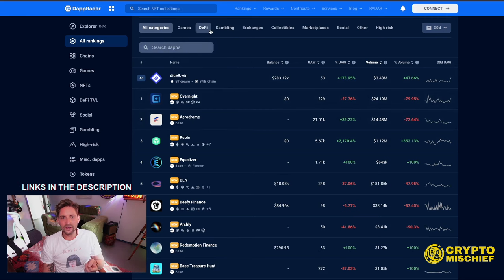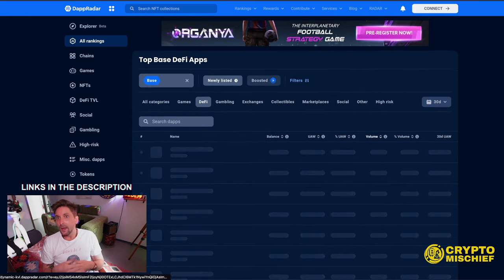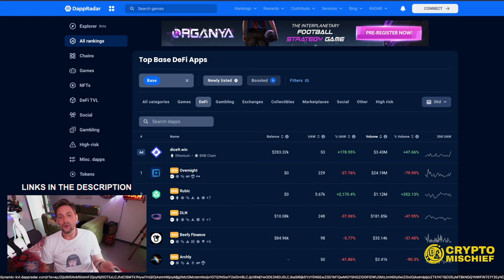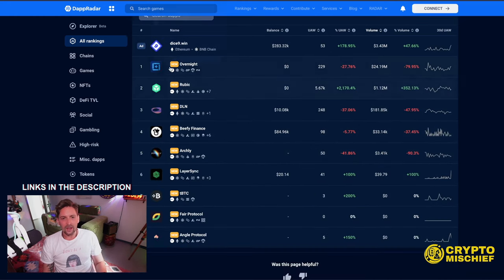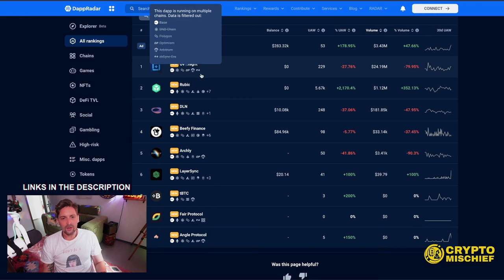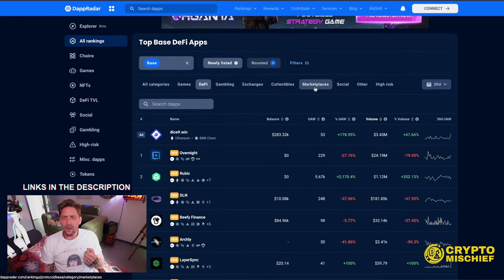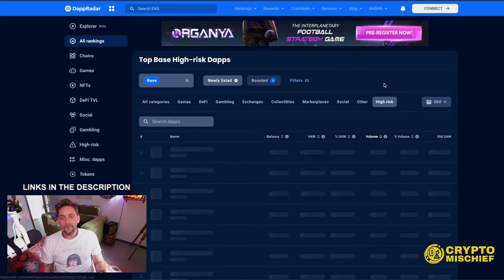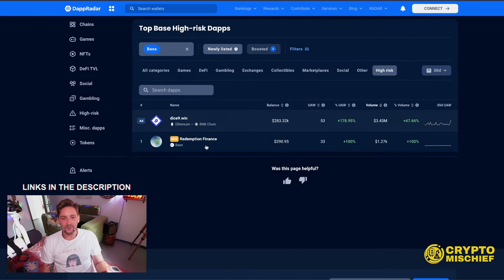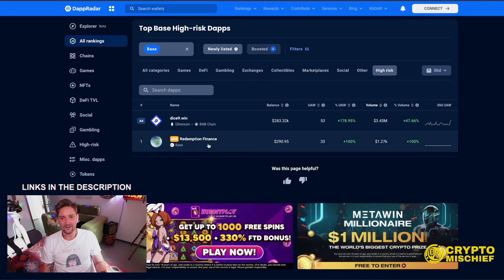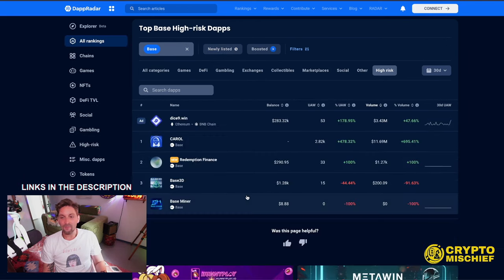I want to know basically DeFi. High risk is where I'm looking because I'm looking for quick gains. So we can see again in DeFi, Overnight is running. It's on multiple chains. So a lot of these are on multiple chains. I don't really want that. I want stuff that's only specific to Base chain, because if it's on multiple chains, it's not really a new launch, is it? So therefore, we'll go to high risk and then we see we only have one. One high risk newly listed. We turn off newly listed, we're going to get more high risk.